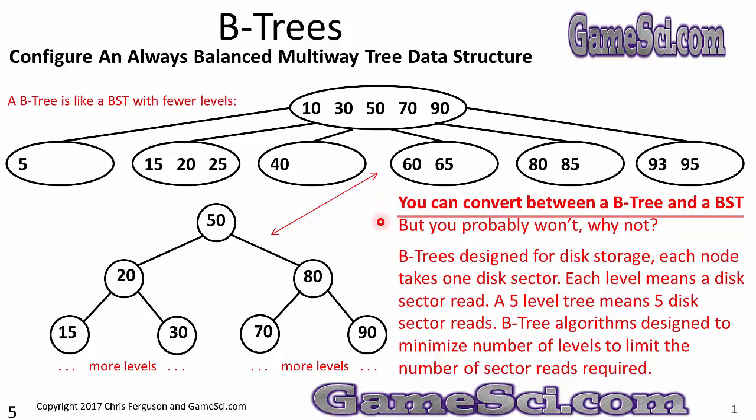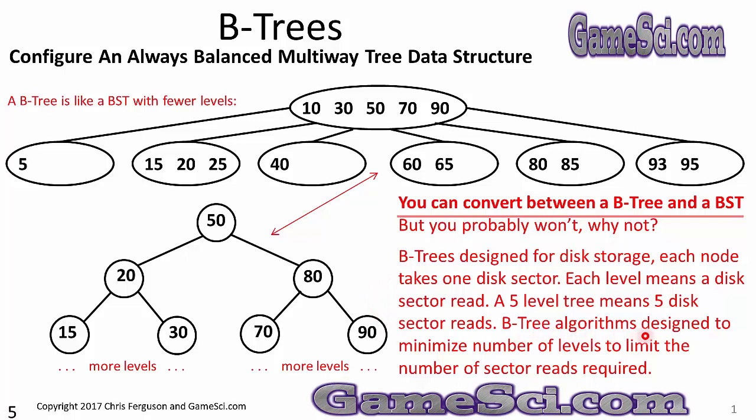Why not? I could take a balanced B tree like this one here and convert it to a binary tree. It would take far more levels than I have room to show, but I could do it. Why won't I do it? Because B trees are designed for disk storage. Each node takes one disk sector. Each level means a disk sector read. A 5-level tree means 5 disk sector reads.